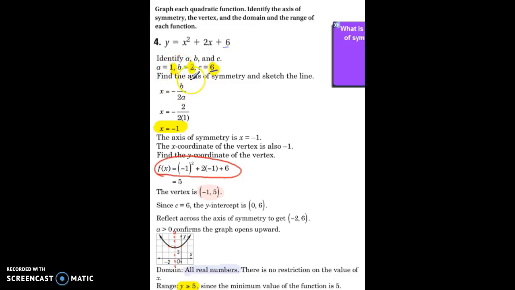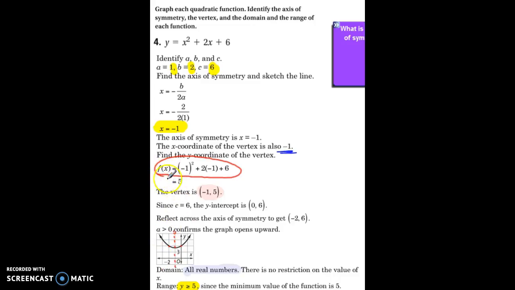So I'm going to figure out the axis of symmetry by going opposite of b over 2a. So if b is 2, I'm going to make it negative 2. So negative 2 over 2 times 1. My axis of symmetry right here is negative 1. That divides the graph into 2 equal parts. To find the vertex, I'm going to plug in negative 1 because the axis of symmetry goes through the vertex.